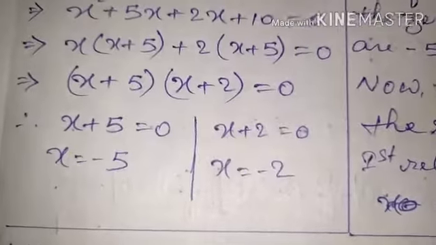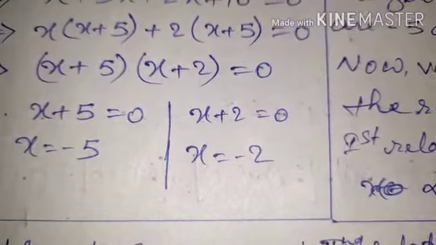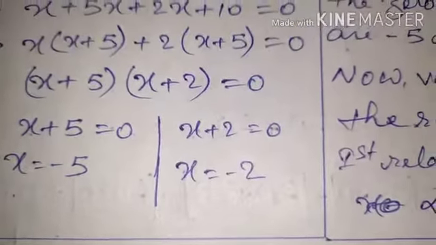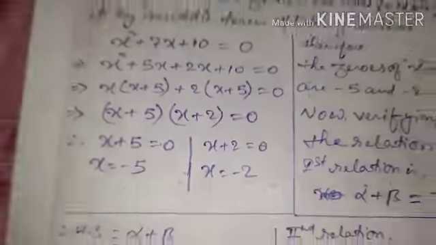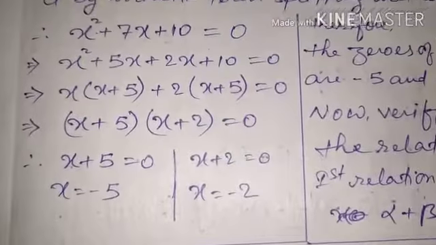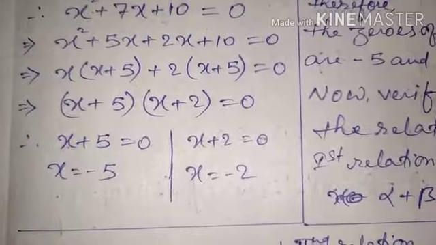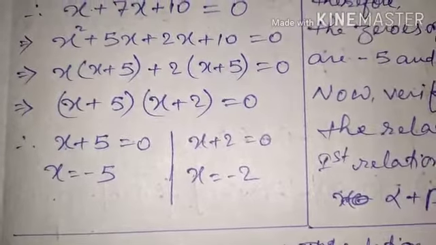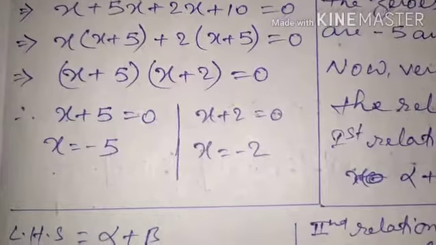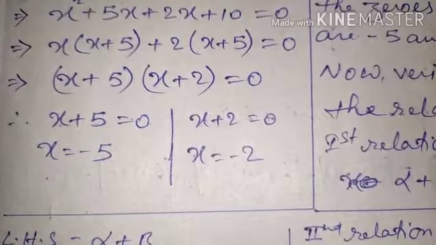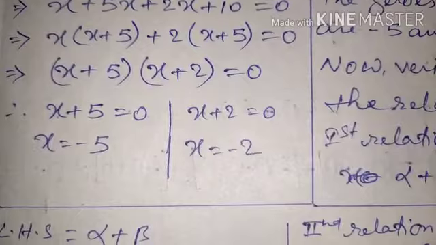Now since the product of x plus 5 and x plus 2 is equal to 0, it might be possible that x plus 5 will be 0 at one time, making the whole product 0, and it might be possible also that x plus 2 is equal to 0 and making the whole 0. That's why we are taking both the things separately equal to 0. So x plus 5 equals 0 gives x is equal to minus 5, and x plus 2 equals 0 gives x is equal to minus 2. So we got the zeros of the given polynomial, that is minus 5 and minus 2.